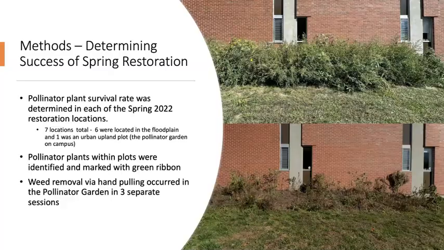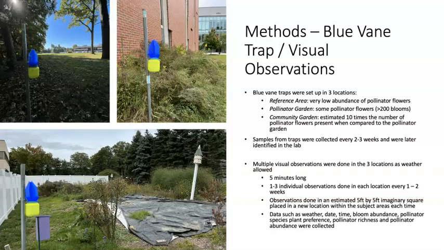This semester I used 2 main methods for my observations, one being blue vein trap observations and the other being visual observations. I put my blue vein traps in 3 different locations this semester. One was the reference area, which had a very low abundance of pollinator flowers. The reference area was located behind Horace Mann at Westfield State. The pollinator garden was another of my locations. It had some pollinator flowers. That is located kind of by the Science and Innovation Center.